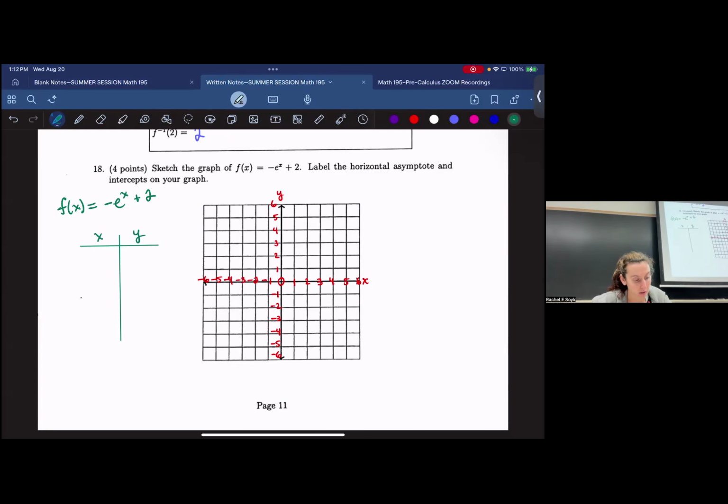If you forget, what you can always do is just plug in really good points. If your x is 0, e to the 0 is just 1. And we have that negative in front, so it's negative 1. And negative 1 plus 2 gives you 1. So we know that that's a point.